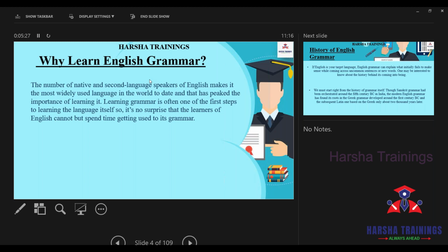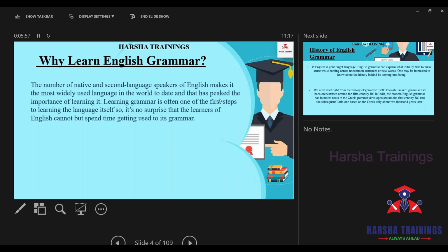The number of native and second language speakers of English make it the most widely used language. Nowadays, everybody uses English, be it officially or even unofficially, even in schools. Most of us prefer to speak in English because it is a globalized language that everybody understands. And due to this globalization, the market for English learning has increased. It is the most widely used language in the world till date at least, and it has peaked.